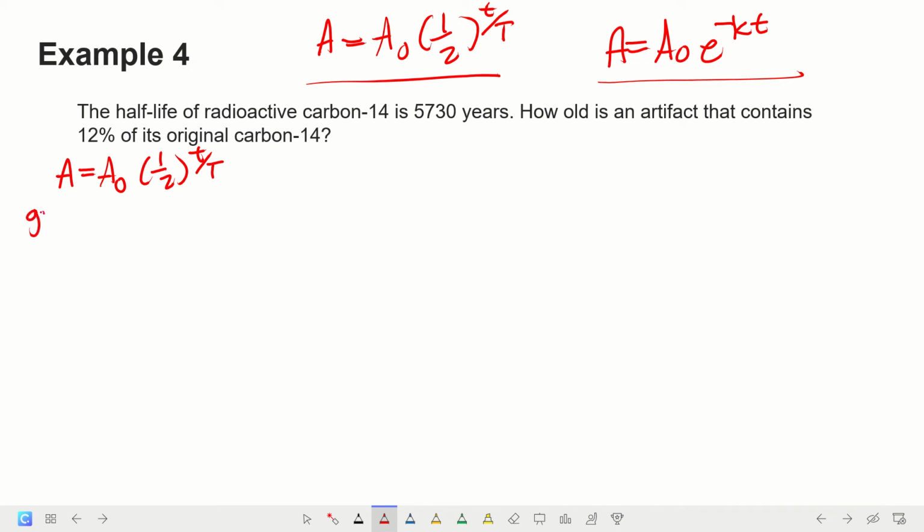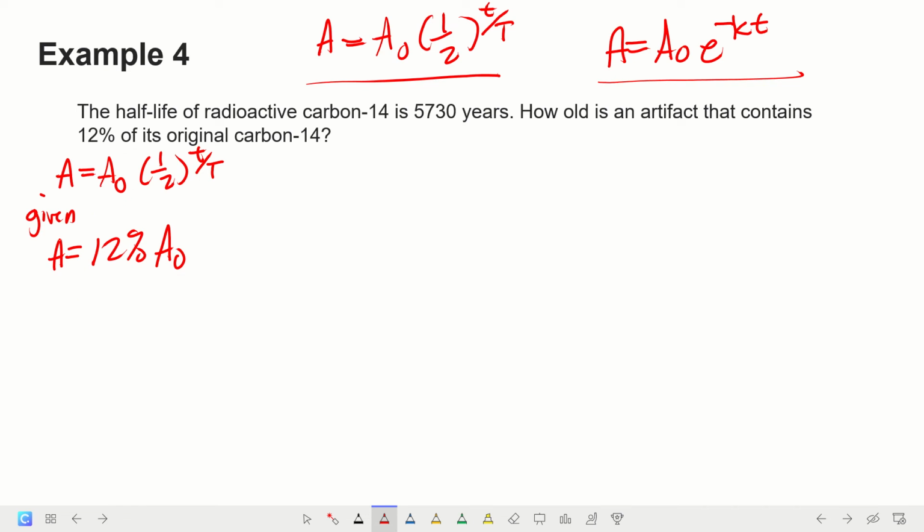So, ano yung given natin? So, given, we have here A, the future amount of our carbon-14, is equal to 12% of its original amount. So, that is our future value, 12% of our original. Although wala tayong given dito na number mismo, since stated naman sa problem that after some interval of time, the amount is 12% of the original. So, that is the value of our A.